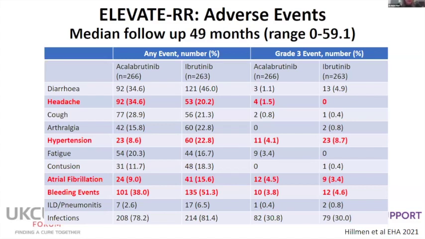But when we're thinking about the specific BTKI associated side effects that we've become very used to and cautious about with ibrutinib, so I'm thinking about hypertension, atrial fibrillation and bleeding events, it does seem in this head-to-head study that acalabrutinib is doing better in all 3 of those compared to ibrutinib, so both hypertension, AF and bleeding events.